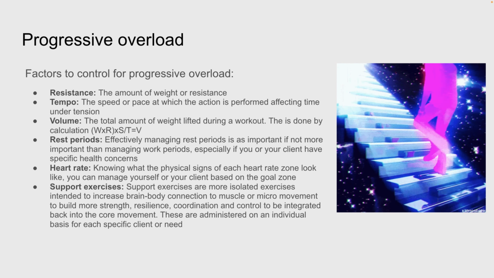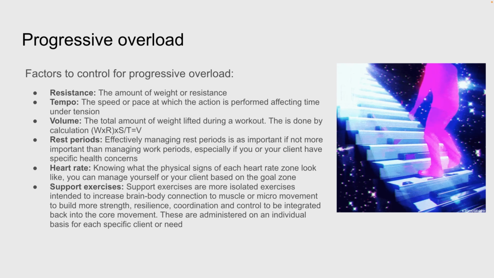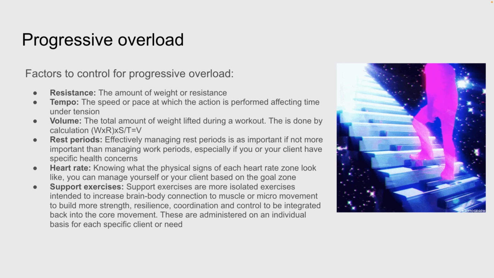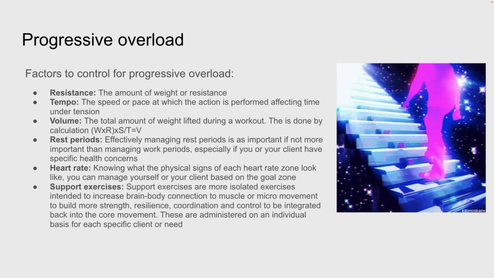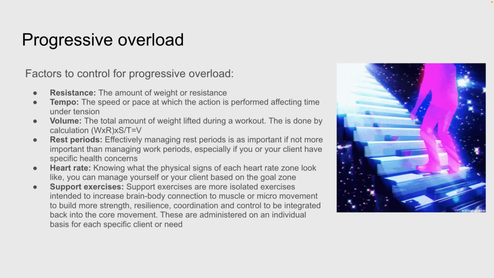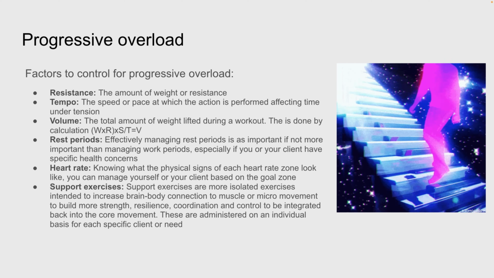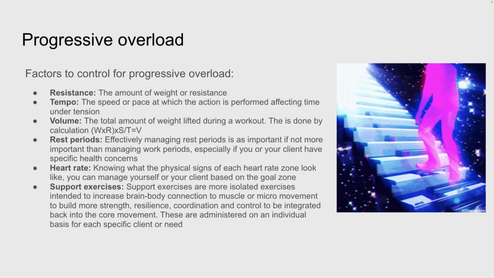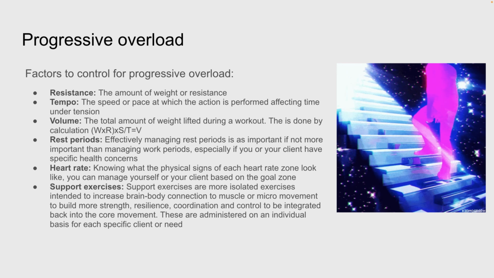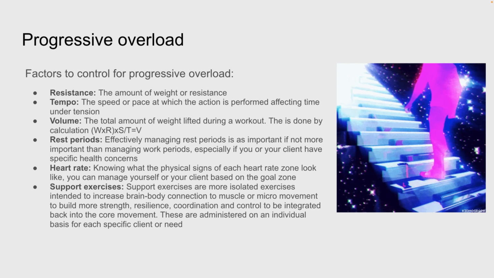So next we want to look at progressive overload. There's lots of different factors to control for progressive overload. For example, resistance is the one that everybody kind of goes to. I can always increase my weight. Well, that's true until you hit the point of technical failure. And then you may want to practice at that weight for a while, focusing on things like tempo, the speed and pace at which the action is performed, affecting the time under tension, and volume, the total amount of weight lifted during a workout.